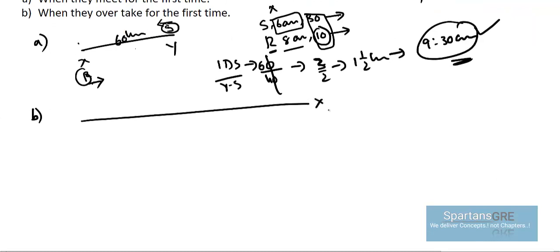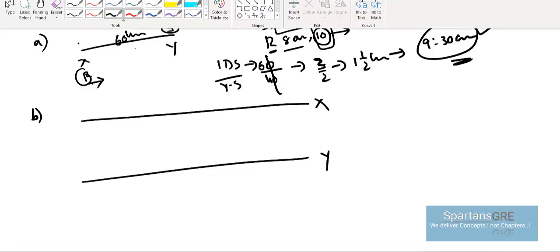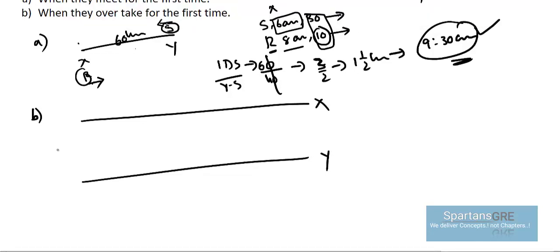Let this point be X and let this be Y. You can quickly draw this diagram, no issues at all. So I'll take blue for S. S starts at 6 a.m. So let it be 6 a.m. And this distance is 60 kilometers and his speed is 30. So he takes 2 hours to reach Y. So if this is 6, let it be 8.